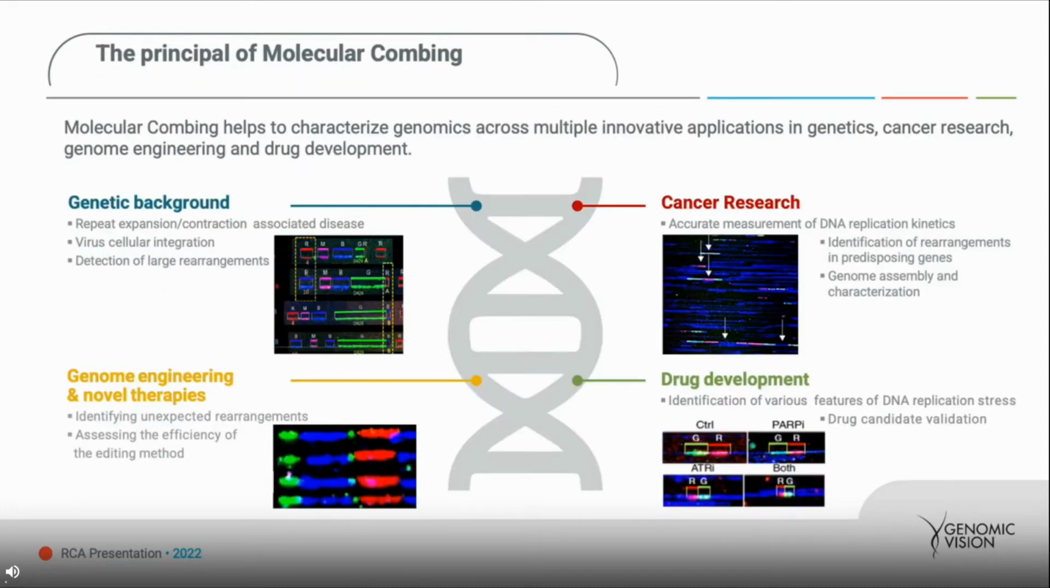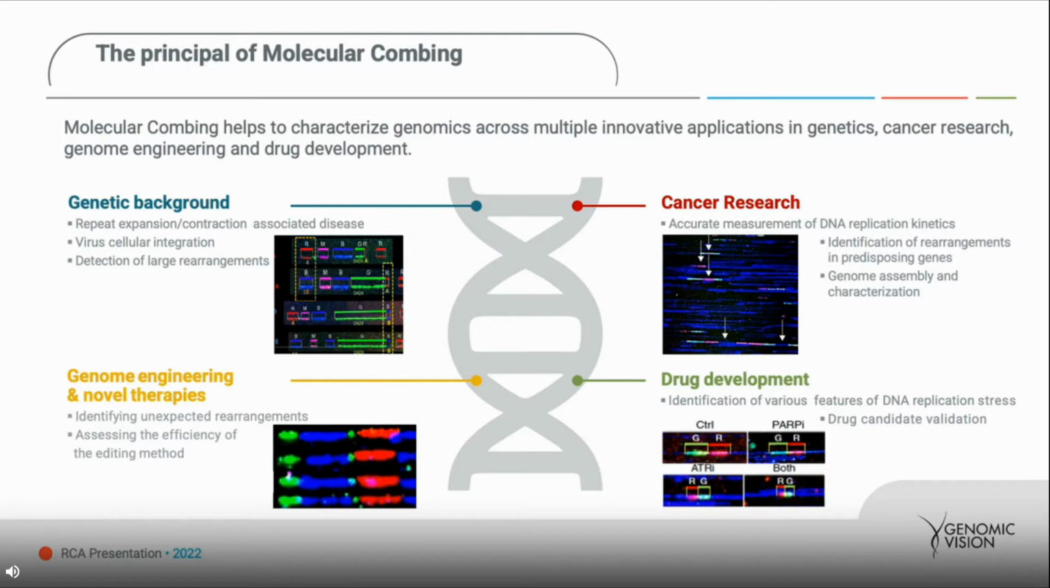Molecular combing helps to characterize genomics across multiple innovative applications, such as genetics, cancer research, genome engineering, and drug development. For the purpose of this presentation, we are going to focus on cancer research applications, as the technology gives you accurate measurement of DNA replication kinetics, as you can see on the graph here, with the origin of replication pointed out with the white arrows and the replicon labeled with red and green signals.